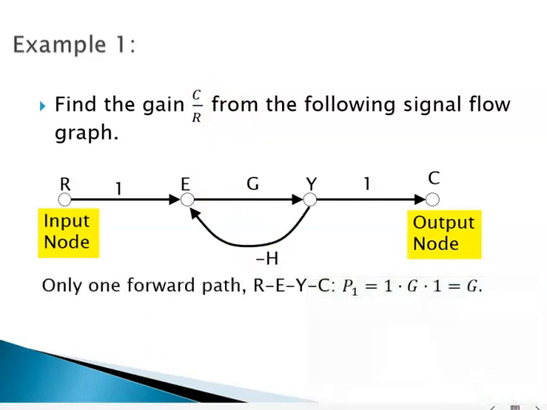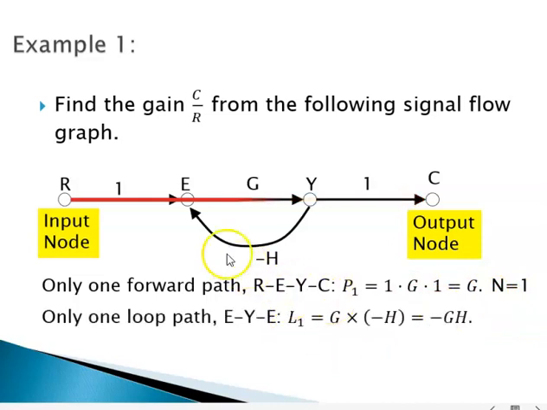There is only one forward path, as we have already noted, going from R to E, 1, E to Y, G, then Y to C, 1. 3 gains are there, 1, G, 1. So the gain of the forward path P1 is G. And there is only one loop. To identify whether loops are connected or not, we have shown the forward path here. This is the forward path. There is only one forward path. So we say n is equal to 1.